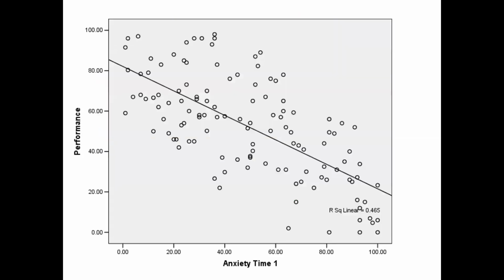Okay, so here's a regression line. We can see it's a negative relationship because as anxiety goes up, performance goes down, right? People who are anxious tend to perform worse. That's the x-axis, anxiety, and the y-axis is performance. This is where x equals 0, so there is the y-intercept. It looks like it's about 80 something.